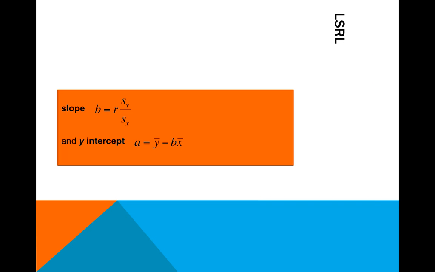Here you have your formulas for the slope and y-intercept of the least squares regression line. Remember that these are in your formula packet, so you do not need to memorize them. Also remember when you would use these. You would use them if the number summaries are provided.